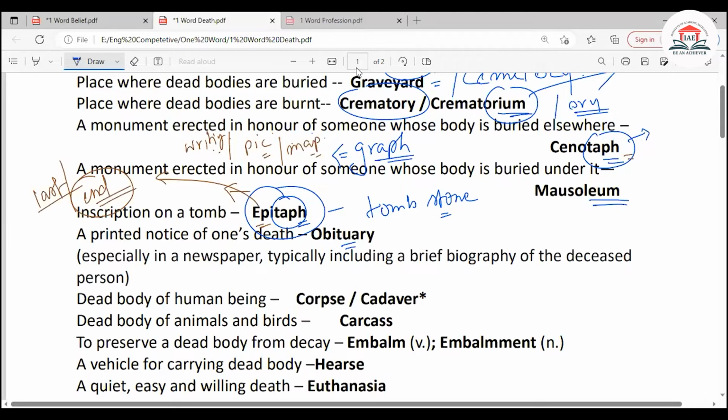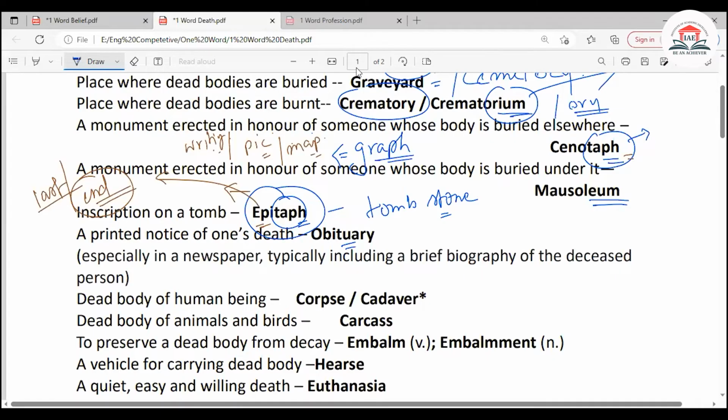Then underneath something is written, especially some memorable deed he contributed to the society, or his stature of life. So this piece of writing is called obituary. In our language, we call it shok songbad. Clear? So that is obituary.